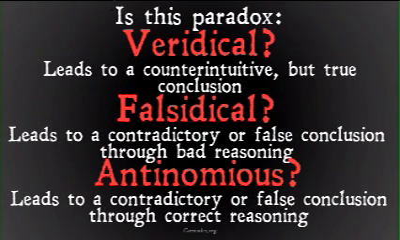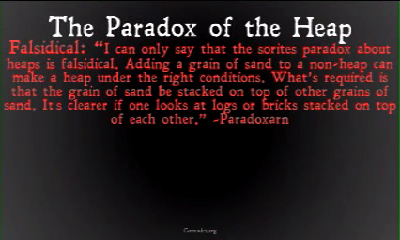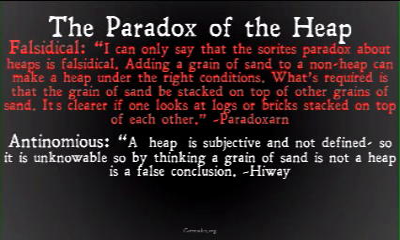Now, at the end of every paradox video last month, I asked you, is this paradox veridical, falsidical, or antinomious? And you gave me some great comments. So, the first one in this second set of paradoxes, the paradoxes of sets, was the paradox of the heap. Paradoxine said it was falsidical because there is actually a point where a non-heap turns into a heap. And Highway said it's antinomious because a heap is subjective and not well defined.